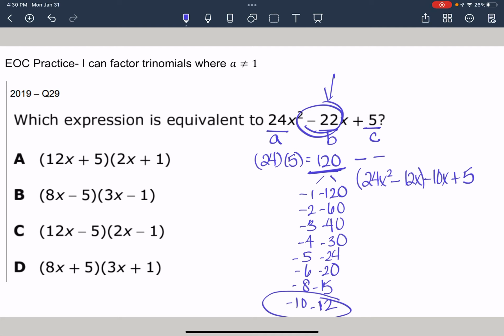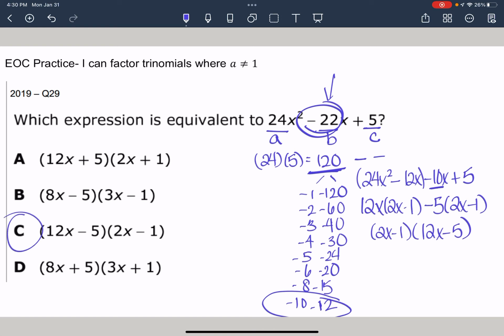For my first set of terms, I'm going to factor out a 12, leaving me with 2x squared minus 1. Factor out 12x, leaving me with 2x minus 1. Minus, and then here, remember, when you have a leading coefficient that's negative, you're going to want to factor out that negative. So I'm going to factor out a negative 5, and that's going to leave me with 2x minus 1. So the correct answer is 2x minus 1 times 12x minus 5, which is choice C.